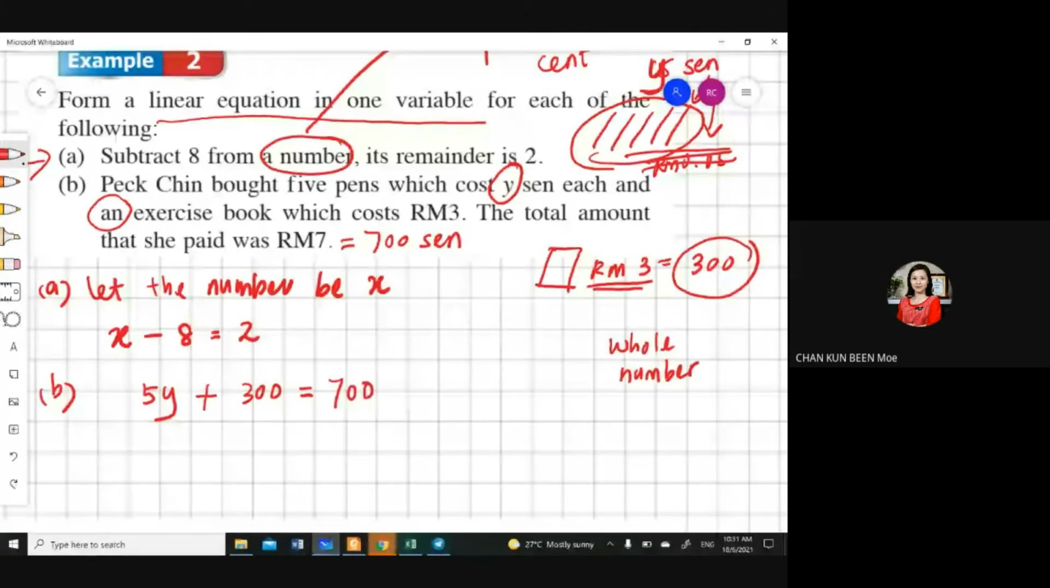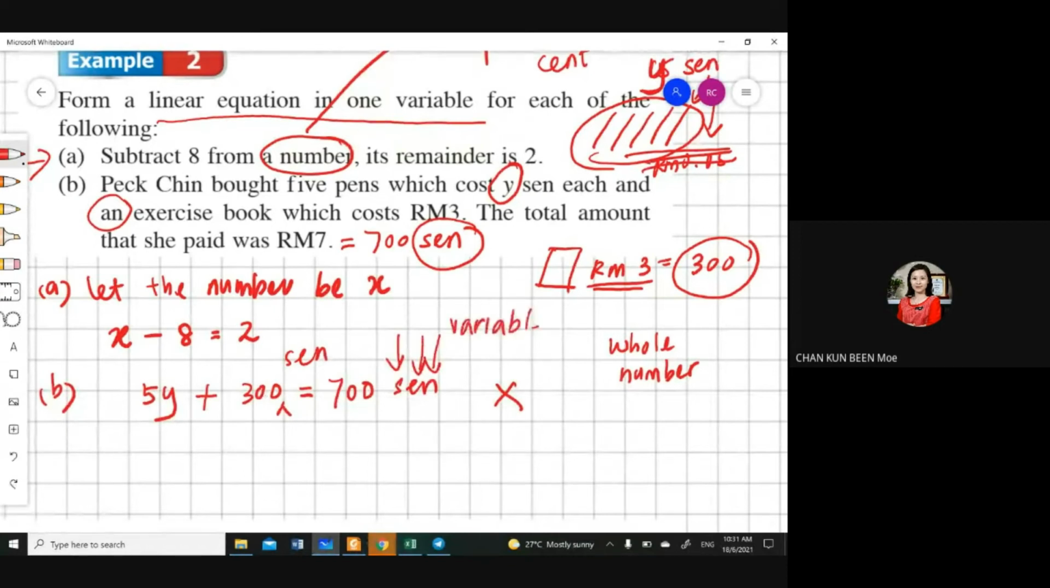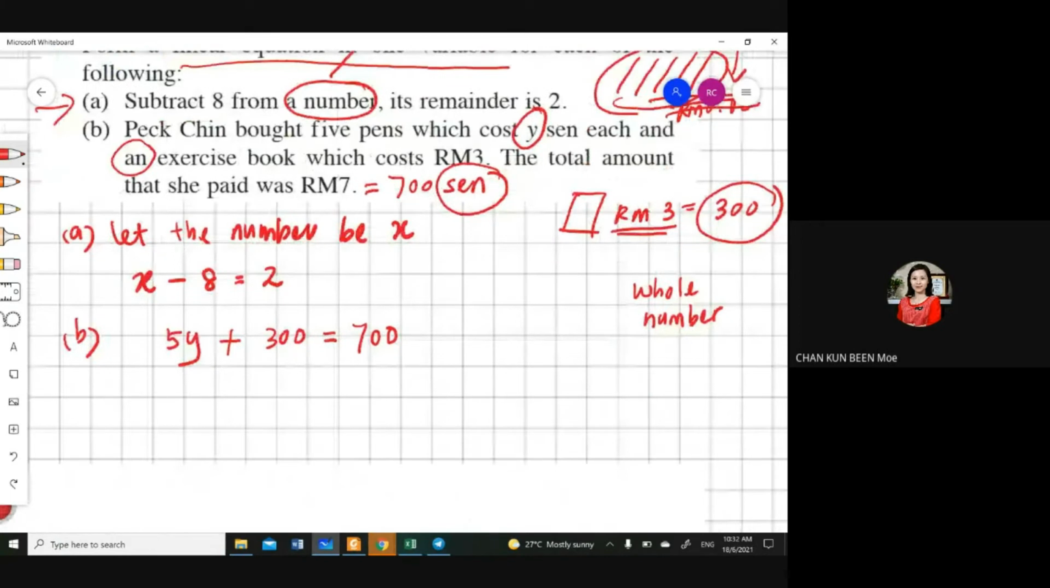Okay, you got to remember when you form linear equation, remember don't put the unit cent. Don't write down cent and then over here you also put cent. That will be wrong because each of the letter over here will be considered as variable. That's why you cannot put the unit in. Okay, we only can have a variable. So remember, no unit. So do you have any question for this one? No. Okay. I'm going to move to example 3.